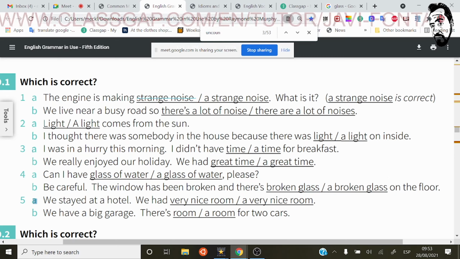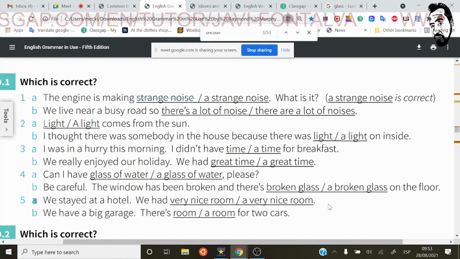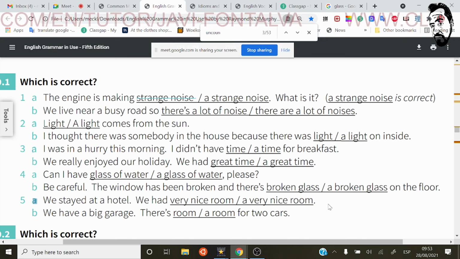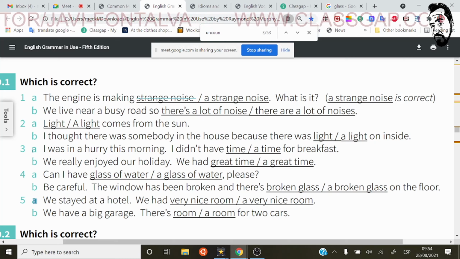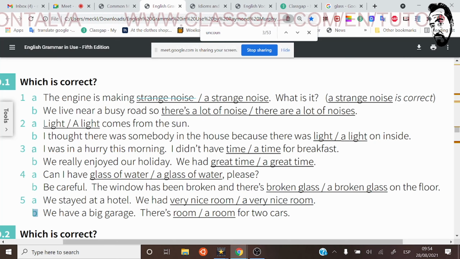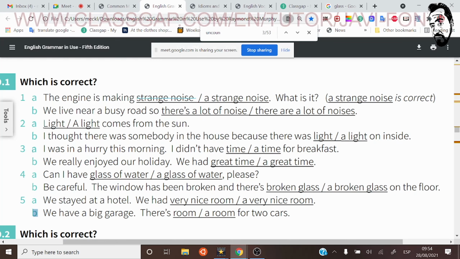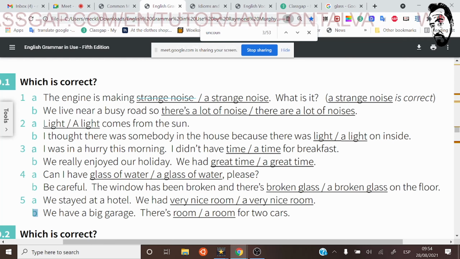Okay, 5A. We stayed at the hotel. We had a very nice room. So a very nice room. And 5B? We have a big garage. There's room for two cars. Perfect.